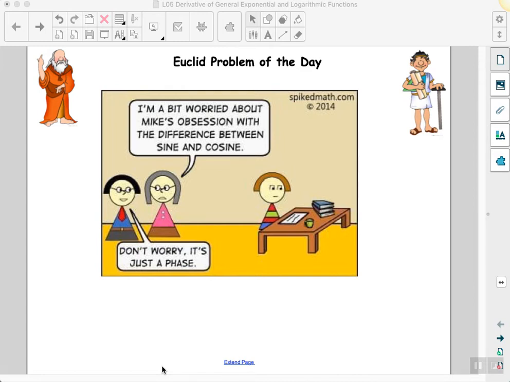Okay, GLS4OM, welcome back. Unit 4, Lesson 5, Derivative of General Exponential and Log Functions.